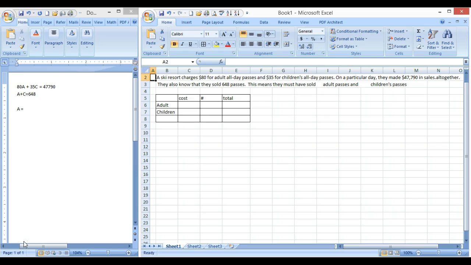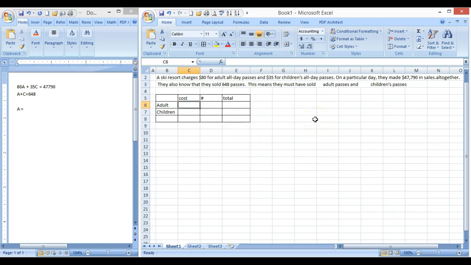So the first thing I like to do, just because I like to organize the information, my learning style is not taking it from the words here. I need to see it. So I'm going to do a table. All I did was quickly set up, I know I have adult passes and children passes. I know that there's a cost associated and a number associated, and I'll look at a total.